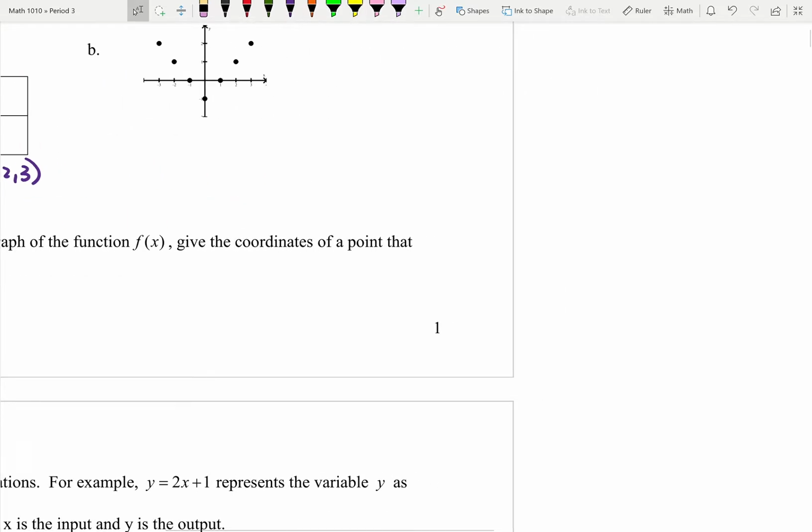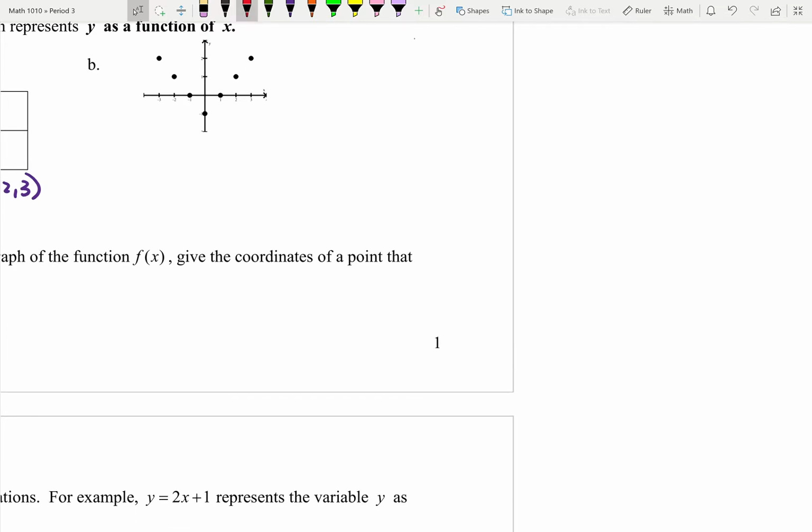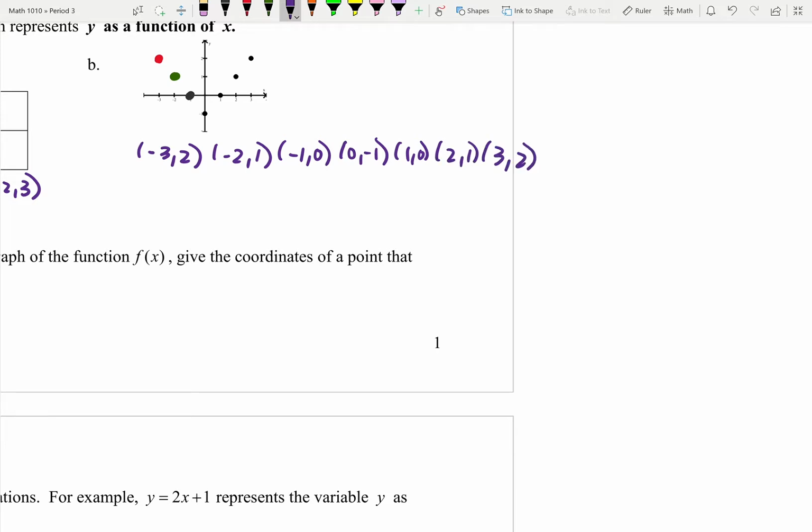Okay, look at the next one. Write this with me. See that red dot right there? Let's list that as -3, 2. This next dot, I just put in green. Let's list that as -2, 1. The next dot that I'm making bigger in black is -1, 0. You get it. The next dot going to the right would be 0, -1. The next one is 1, 0. The next one is 2, 1. And the next one is 3, 2.